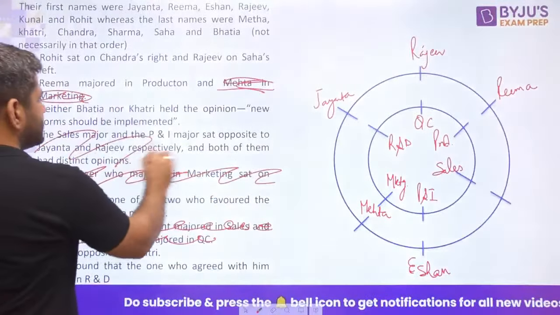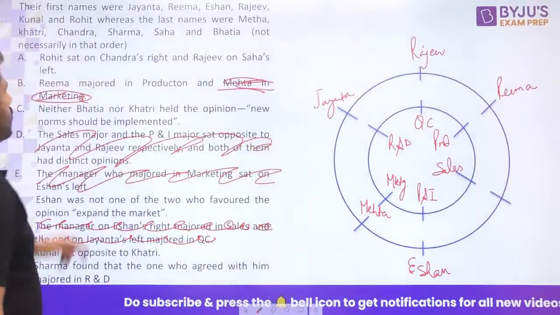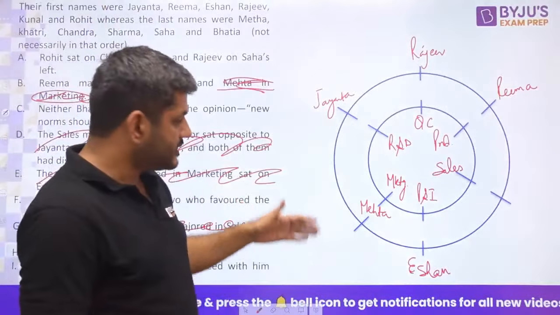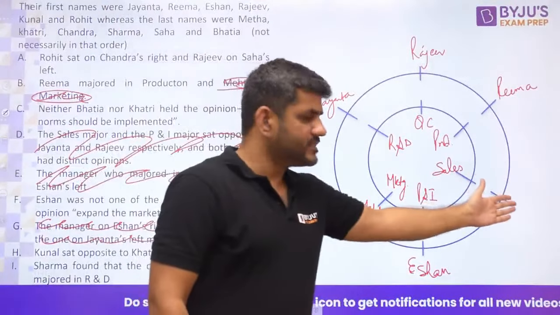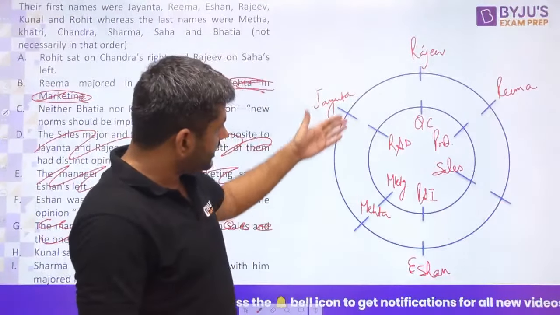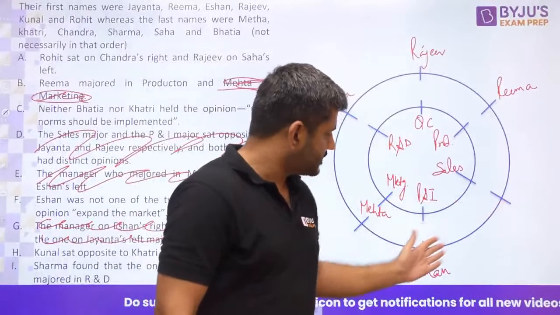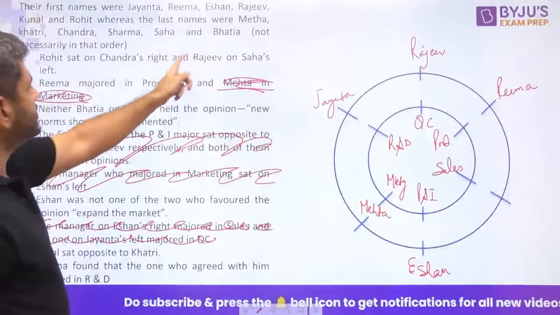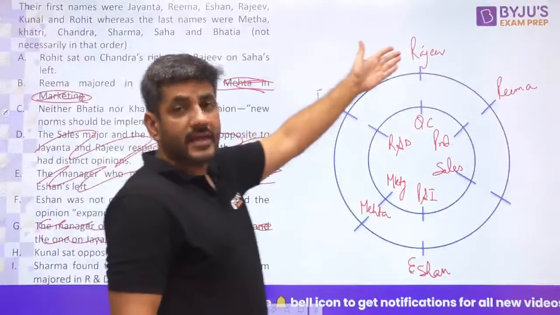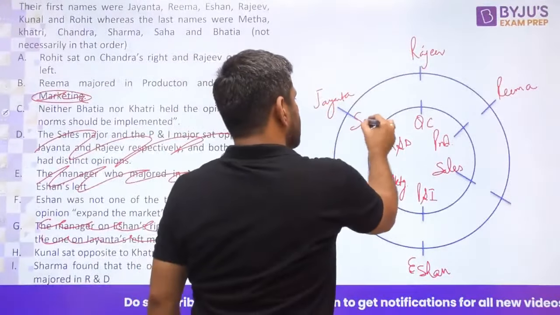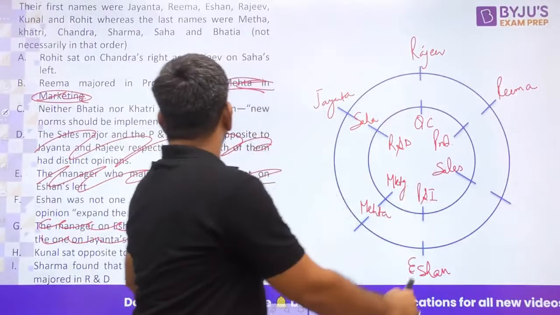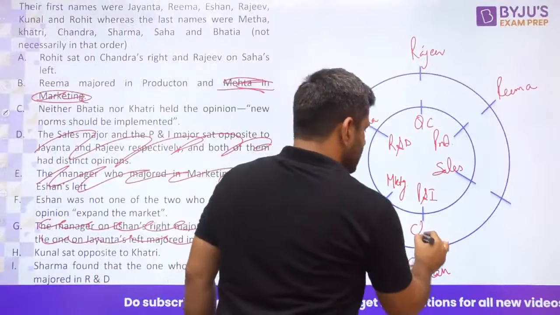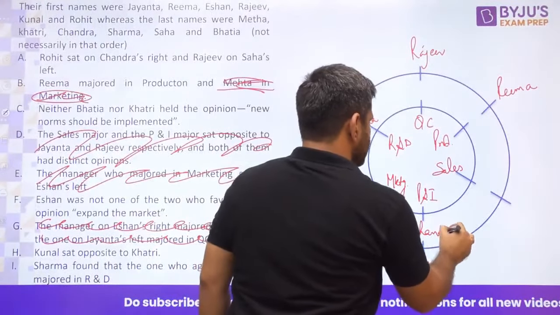I have used this statement completely now. Rohit sat on Chandra's right. Now Rohit sat on Chandra's right. Either Rohit is here or Rohit is here. So if Rohit is here, he would be Chandra. If he is Rohit, this would be Chandra. Right now both possibilities exist. Moving ahead. Rajiv on Saha's left. We already have Rajiv. So that means this guy must be Saha. And now Rohit is on Chandra's right. This must be Chandra such that this person is Rohit.